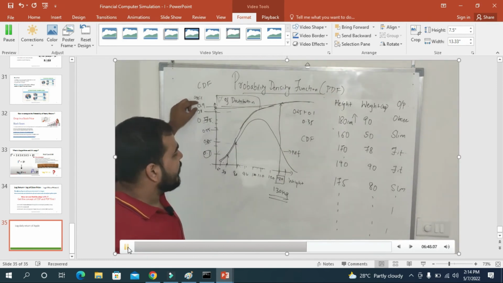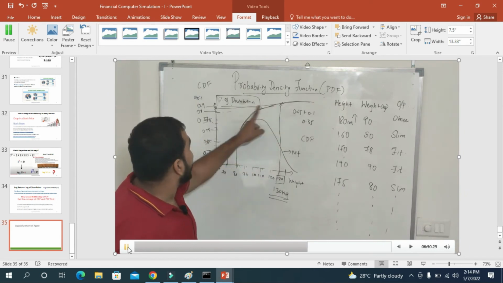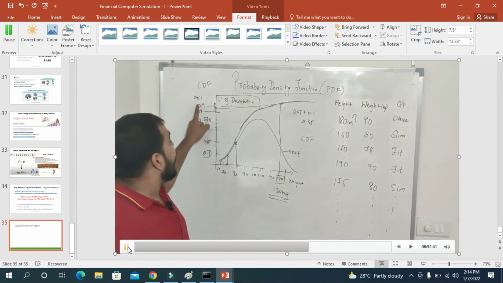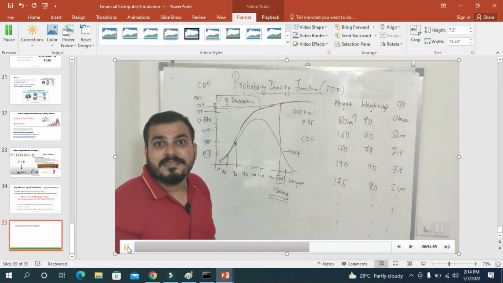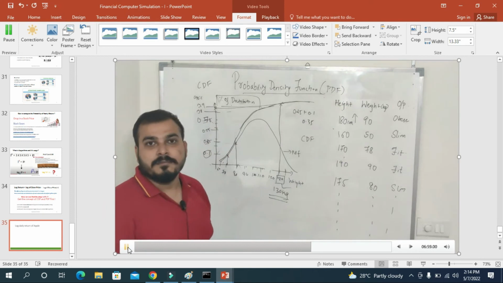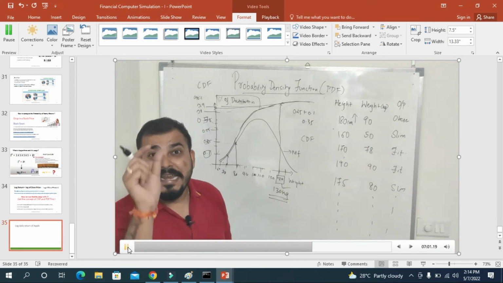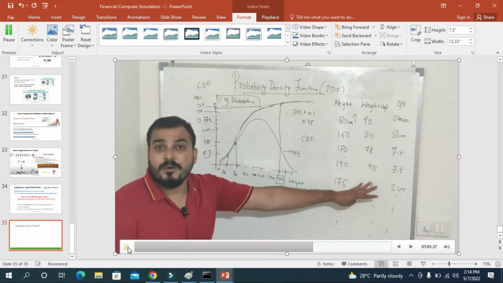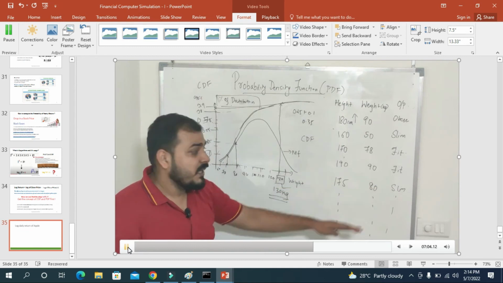Now this 0.9 basically indicates that, suppose I plot this particular point over here and I stretch it to the y-axis, it will show us 0.9. This basically indicates that 90% of the distribution is less than 130 kg. That also indicates that 10% of the distribution in this particular weight feature is greater than 130 kg.